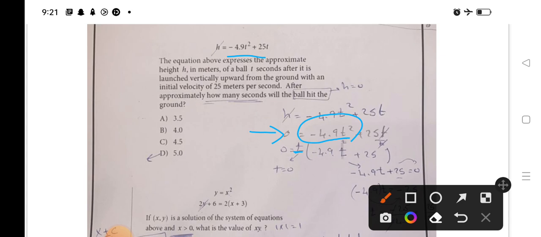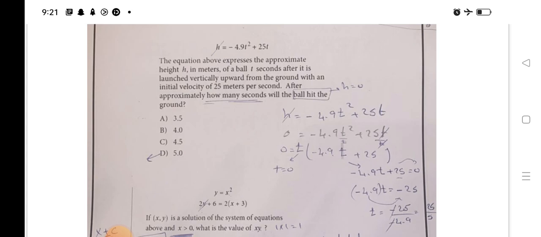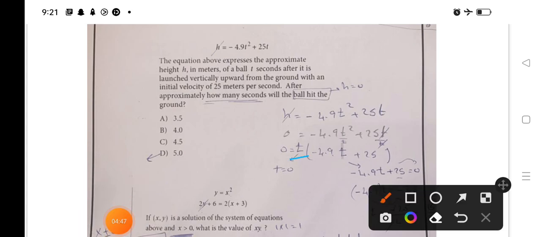I will divide negative 4.9 t squared by t. Okay, t squared means t times t, so one t will be omitted with the other t. So negative 4.9 t, plus 25t divided by t gives you 25. When I have something like this, I told you before, t outside the bracket, or any variable outside the bracket, without plus or minus, equals 0. Bravo.